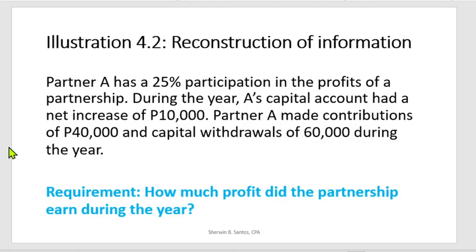Okay. Now, let's proceed with illustration 4.2. We reconstruct information. So, ito na yung mas i-complicate lang natin pa. So, partner A has a 25% participation in the profits of a partnership.